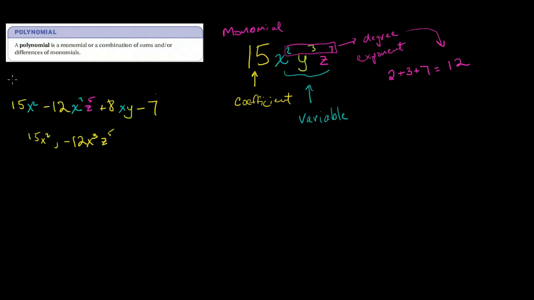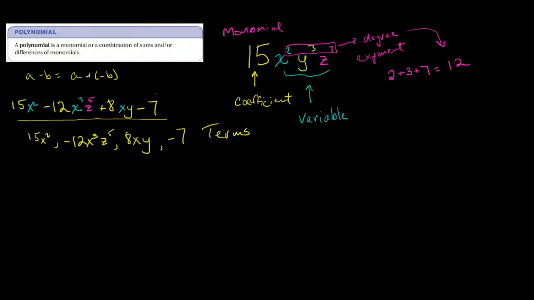It comes from an earlier concept when we look at subtraction: a minus b means a plus the opposite of b, or a plus a negative b. So this is 15x squared plus a negative 12x to the third y to z to the fifth. So the sign of this whole term here is negative. The operator is the sign of the term. This one is a positive 8xy. And then we'll say that the last term is the negative 7. These are the terms of this polynomial here, right?